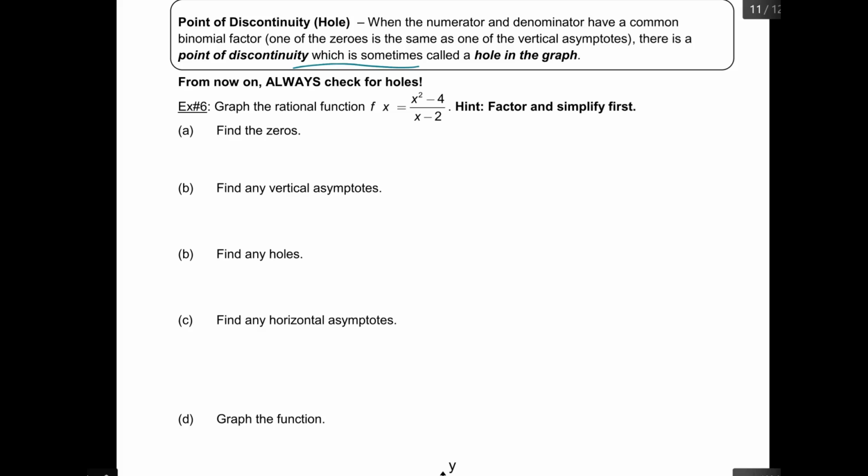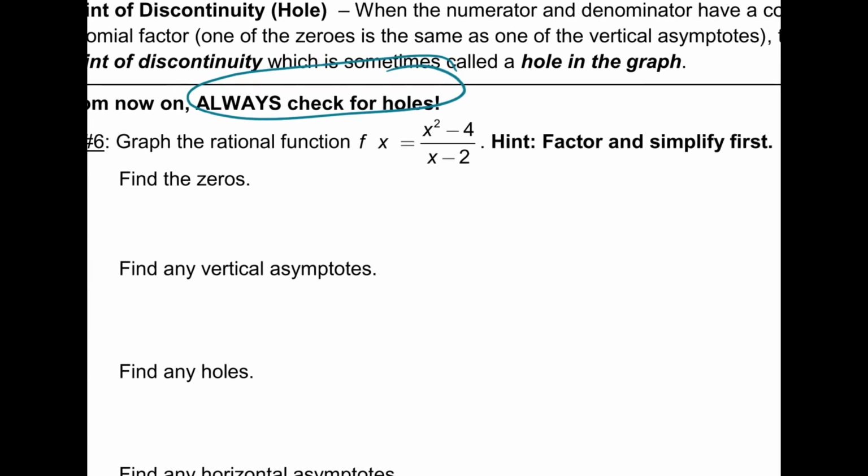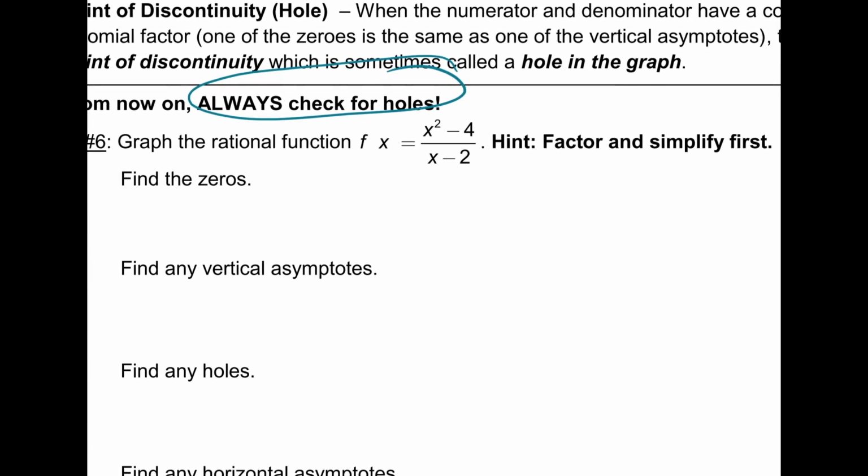So from now on, you must always check for holes. Make sure that a factor does not cancel. So hint, factor and simplify first. So let's try this out.